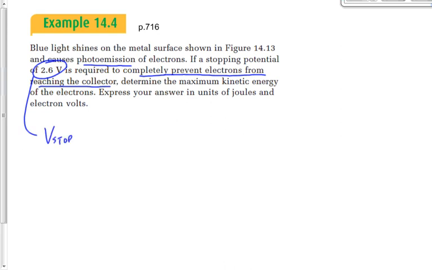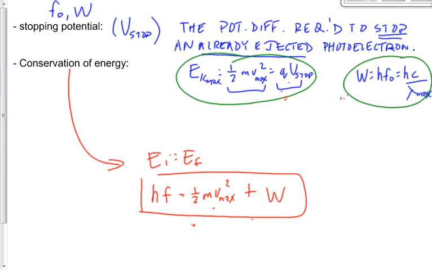We want to find the maximum kinetic energy of the electrons. We want to find EK max, and we want to do it in joules and electron volts. Let's go back to the last page and take a look at what equations we have that we might be able to use to solve for EK max. This equation is for EK max. This equation has EK max in it as well. Which one do you want to use? Probably the first one, EK is equal to QV stop.